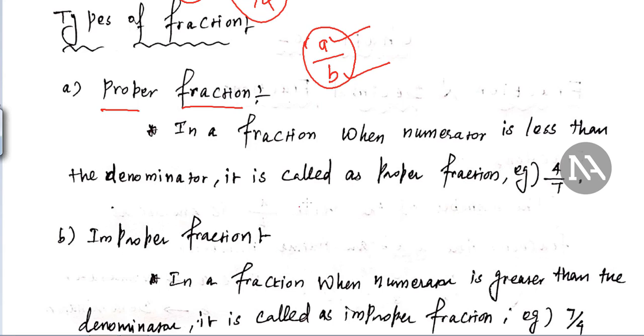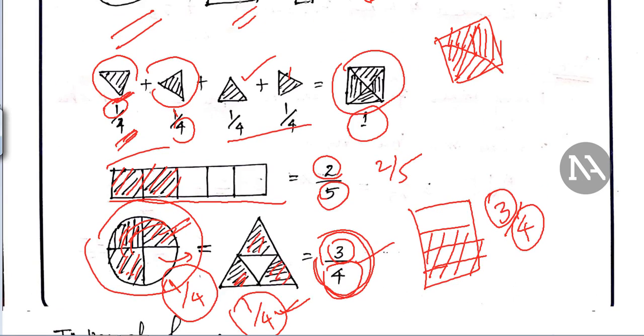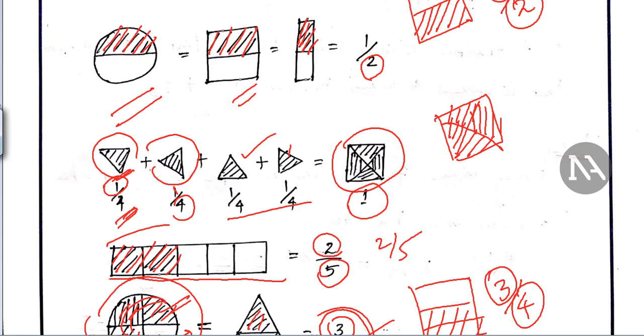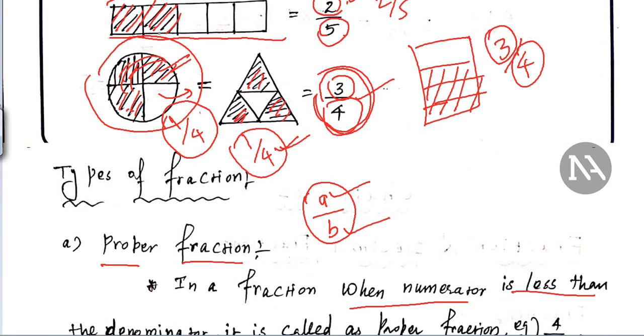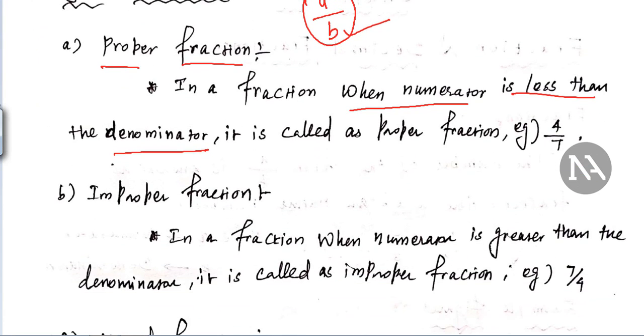So when the numerator is less than the denominator, in all the previous cases we have seen, they are called proper fractions, because in all these cases the numerator is less than the denominator. Here the numerator is less than the denominator. Here also, and here also. So these fractions are called proper fractions.